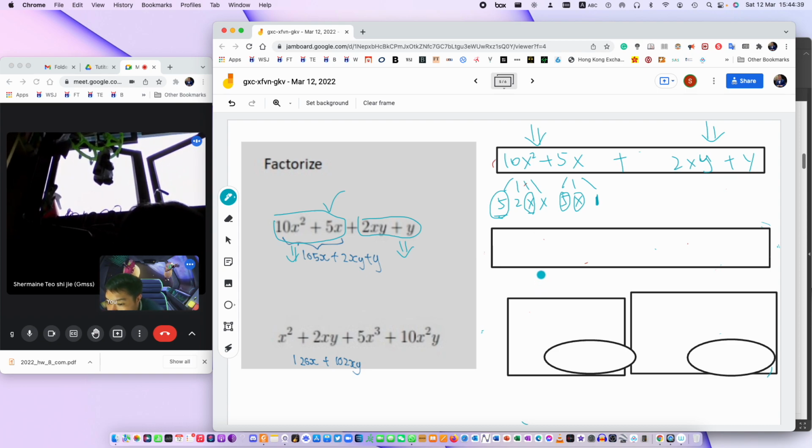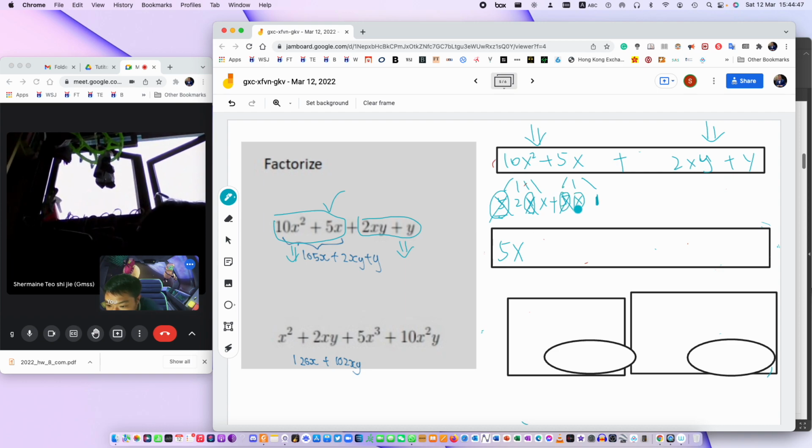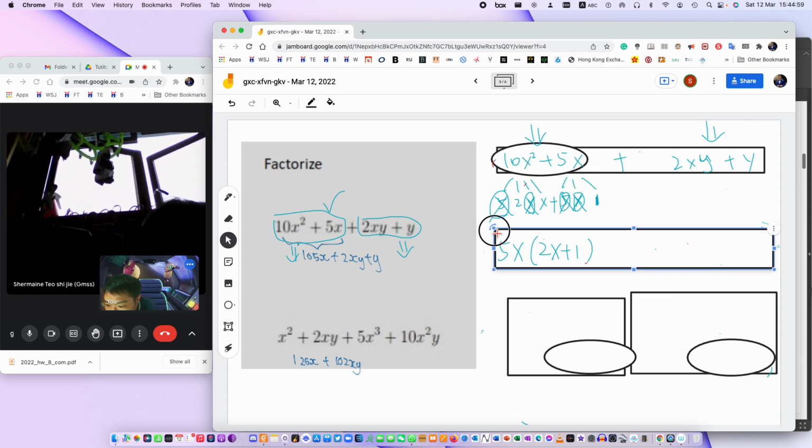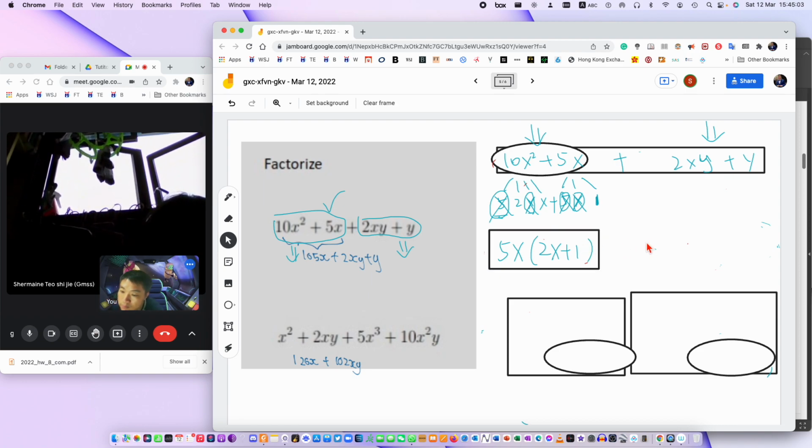Right? So now, what is left? You have taken out the 5x, so take out the 5x. Delete, delete, delete, delete. So I am left with 2x in front plus 1 at the back. So I have gotten the brother already. This one will give me this one. So far so good? Yeah. So can you do the 2xy plus y?